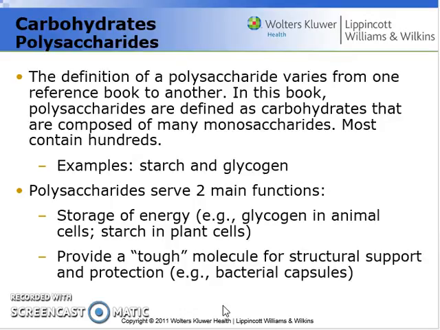So polysaccharides are similar to disaccharides in the sense that they're just many carbohydrates joined together. So a polysaccharide, as defined by your textbook, is one that is composed of many monosaccharides, and you can have up to hundreds of these monosaccharides joined together. So two key examples are starch and glycogen, which are very large, complex polysaccharide molecules.